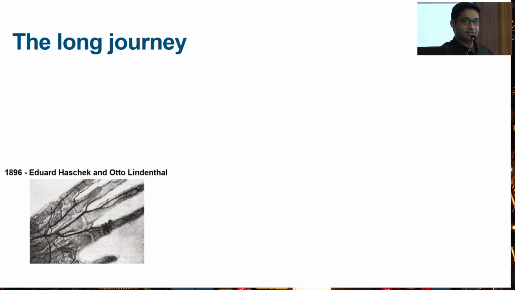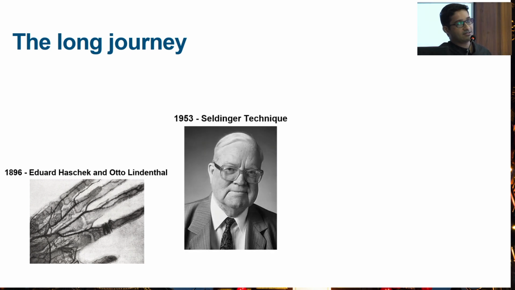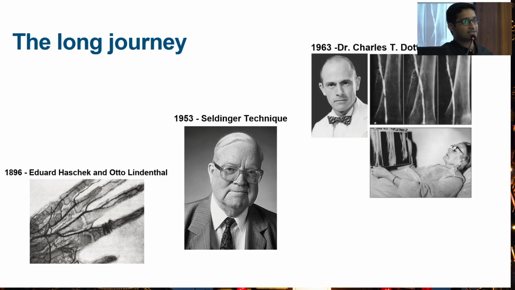But then interventional procedures did not actually get a kickstart until an access issue was solved. So it was only in 1953, with the description of the Seldinger technique, that access to an artery with a vascular sheath was possible. And later on, a decade later, Charles Dotter went on to do the first peripheral angioplasty. This was an 80-year-old female who actually had a limb salvage post the first peripheral angioplasty procedure by Charles Dotter.